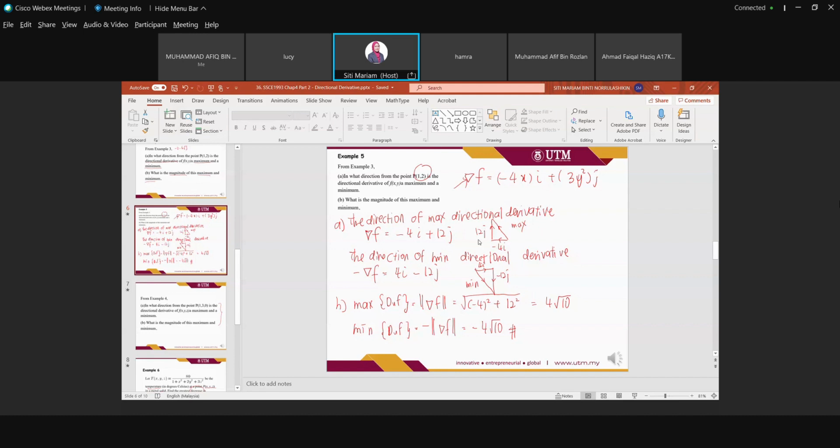Okay. For graphing, usually the question will not ask for graphing. The graph is just to show how the direction of maximum and minimum goes. Maximum goes up, minimum goes down. Basically you will get the same path, only your arrow is different. One is going up, another one is going down. Going down represents the minimum. If the question asks, it will ask on maximum or minimum and also its magnitude. It does not ask on graph.